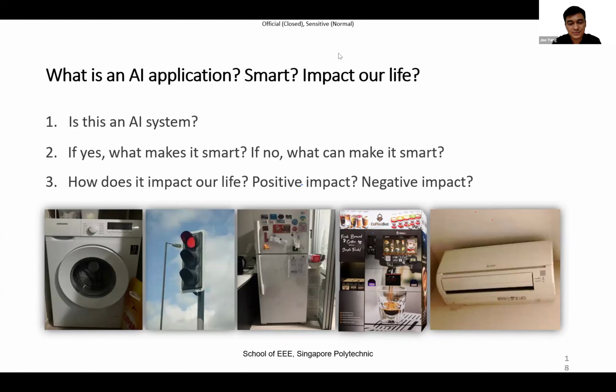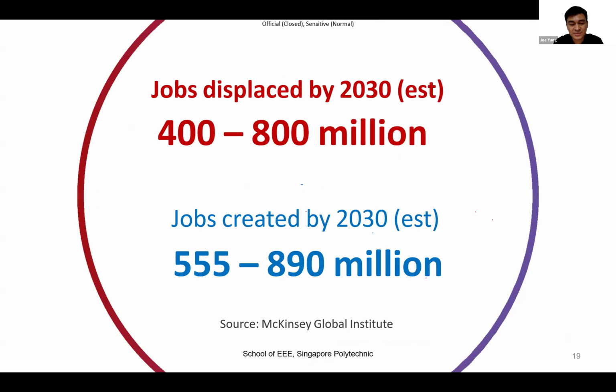So let's move to the next. Can AI displace our jobs? Yes, it can. There's some estimation saying that 400 to 800 million jobs will be displaced by 2030 by AI, and there will also be new jobs created by AI by 2030. How many? 555 and 890 million. Okay, so that means don't worry about jobs being displaced. Of course, there will also be new jobs created. So in every evolution of our industries, of course, there will be displacement, and there will be creations. This data source comes from McKinsey, for your information.